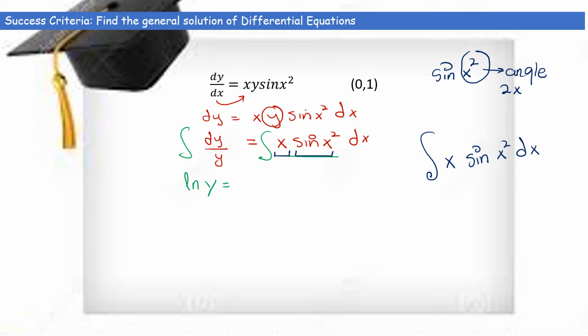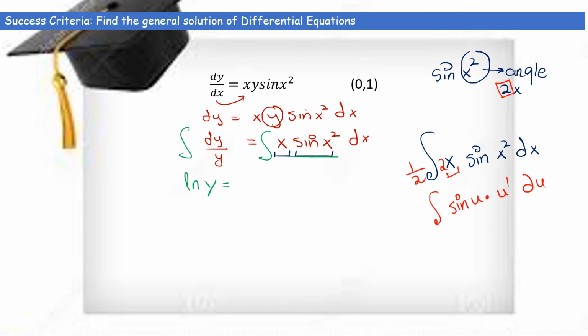In your situation, you have the x variable, but you are lacking this 2. So for that reason, we have to bring that 2. So we will write the 2 inside, and since we are multiplying it with the function, we have to divide it with the function over here. Now we are ready to apply the formula, that is, sine u times u prime du.